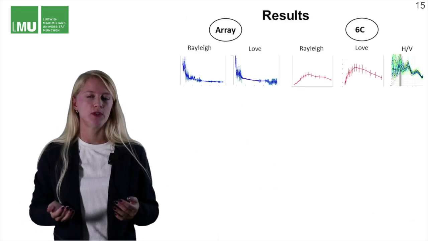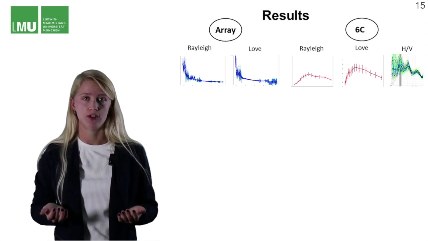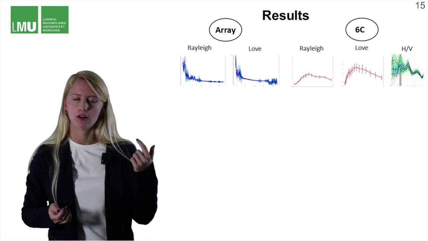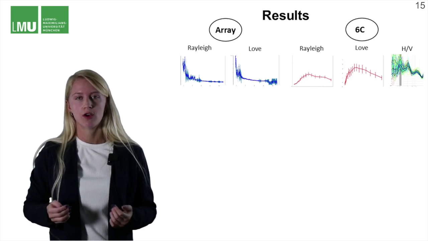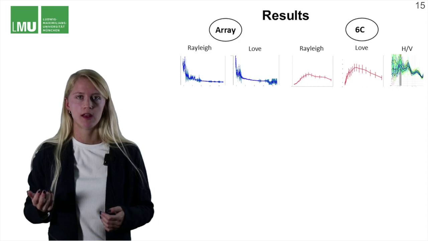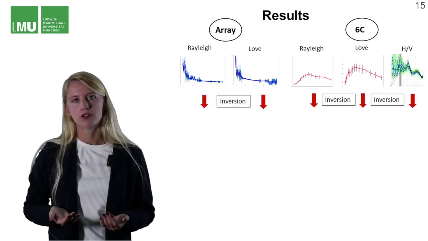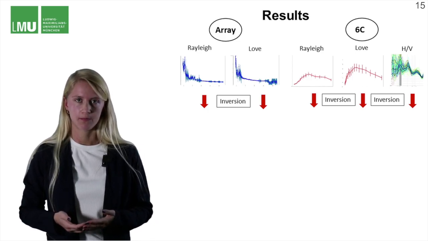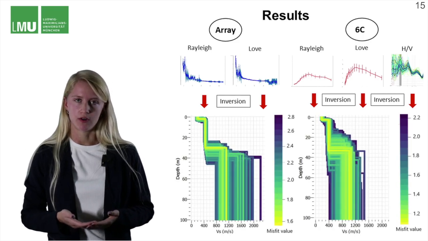In the next step, we take those curves and invert them in order to obtain the local velocity profiles. In case of the array data, we use the Rayleigh and the Love dispersion curve as input data, and in case of the 6-component method, we use the Love, the Rayleigh, and the H2V curves as input parameters. Then we perform the inversion. In our case, we constrain the inversion to a 3-layer model and link the P to the S velocities. As a result, we obtain the local P and S wave velocity profiles.